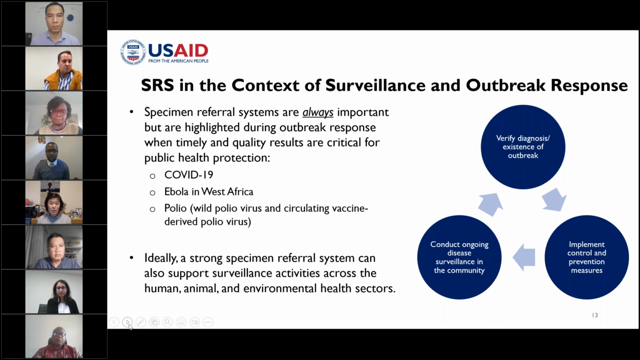Ideally, a strong specimen referral system can be used not only for outbreak response, but can be used to support ongoing surveillance so that we are alerted to any potential activities beforehand through surveillance across human, animal, and environmental health sectors. Next slide, please.